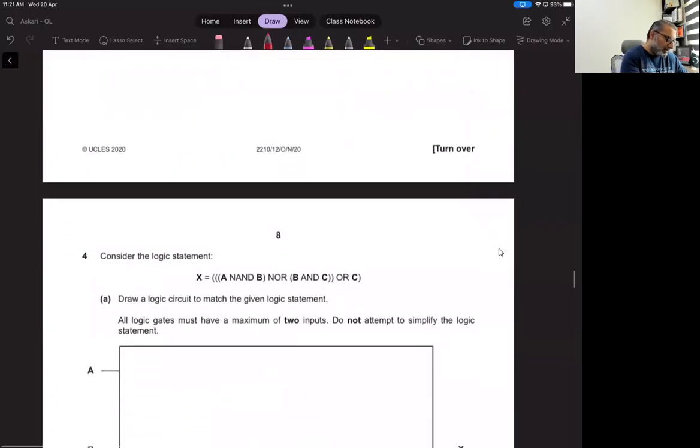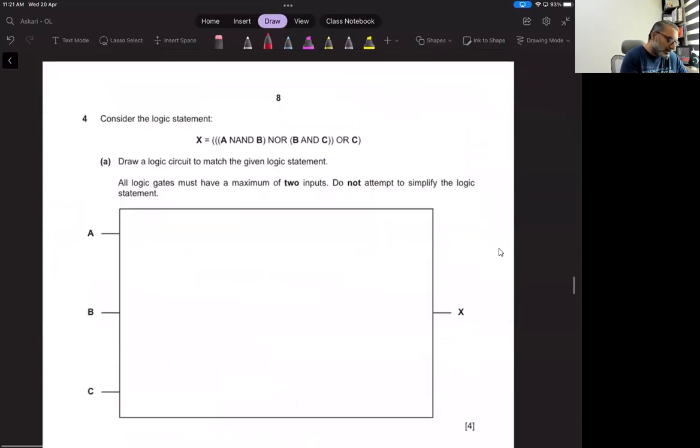All right, question 4. Consider the logic statements A and B, A and B NOR, B and C. So this is NOR or C. Okay, so this is a mathematical expression. This is a logical expression, a Boolean expression. This is the mathematical statement sort, and this is the logic sort.